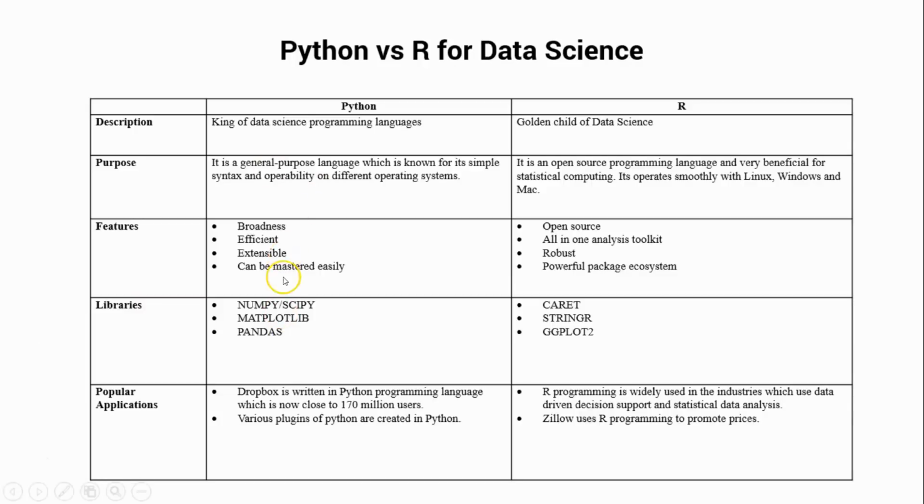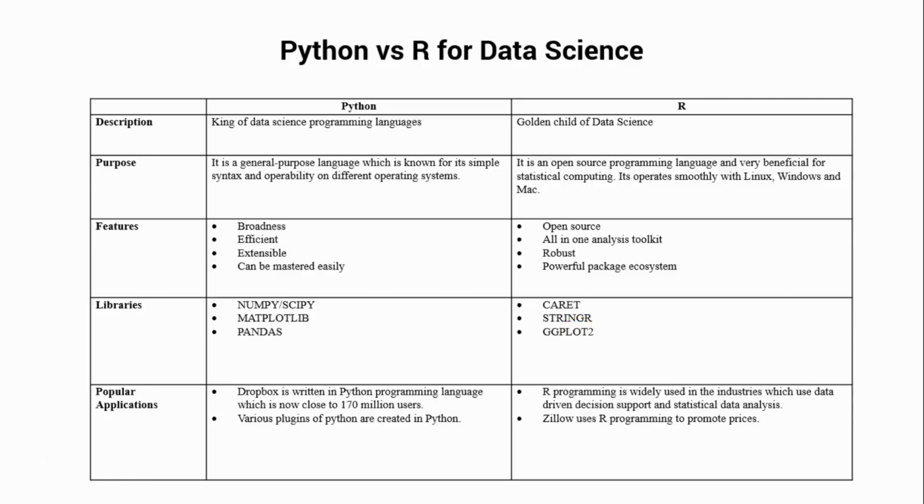The libraries are NumPy and SciPy. SciPy and NumPy are for mathematical calculations. Then comes Matplotlib, then Pandas. There is even a library which is used for data visualization, which is called Anaconda. For R, it comes like Carnet, then stringr, ggplot. ggplot is like Matplotlib, used for data visualization.